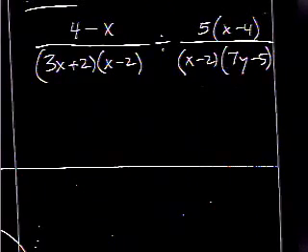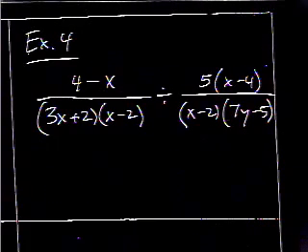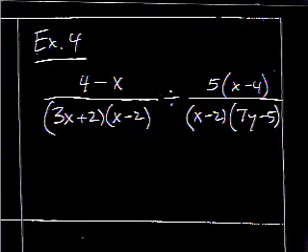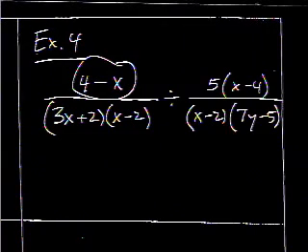So what happens when you get to division? In division, which is what example 4 is about, we need to factor everything. Well, if you look at this problem, almost everything's factored, except for one thing right here.